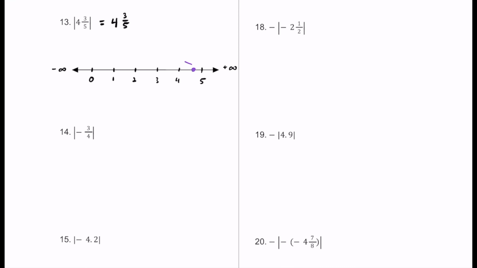And so we can go ahead and say that this distance from here to 0, visualizing that can just help us understand a little bit deeper and a little bit more clear. So we can see that this is going to be the absolute value, and that is 4 3/5 units.